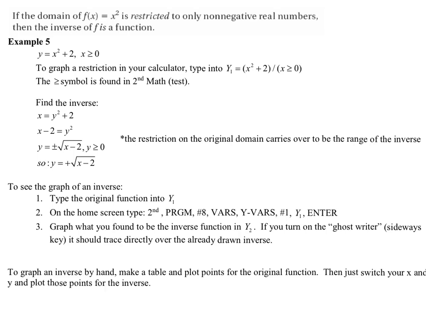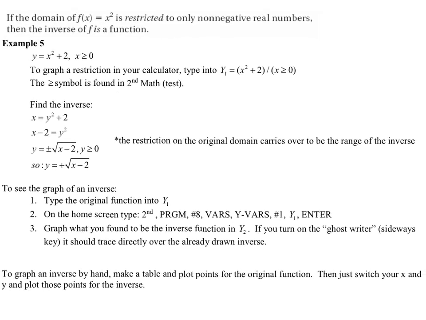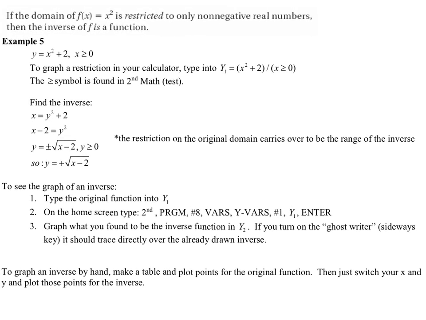And of course, to graph by hand, which I'm going to be asking you to do, all you would have to do, even if it was the most crazy function in the world, is to make a table of the original, right, and plot points for the original, and then switch your x's and y's, and then plot those points, and then you would have a graph of your original and your inverse. Very fast, very easy.